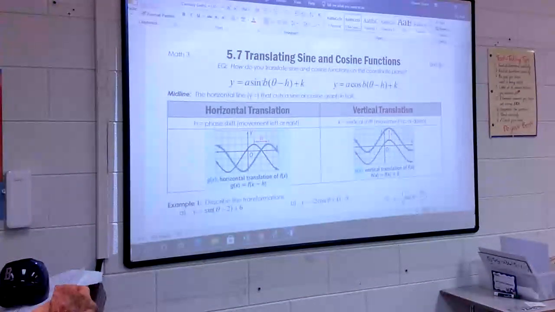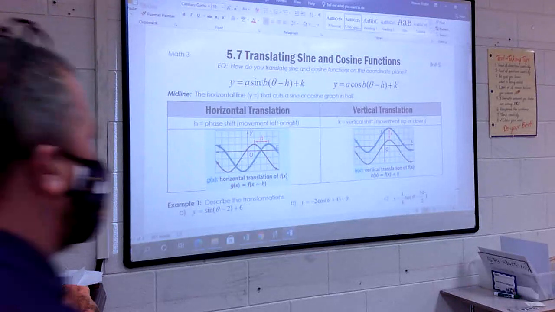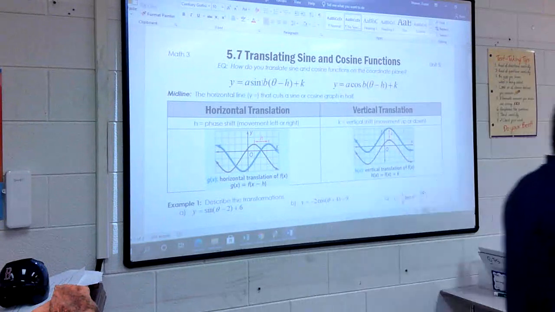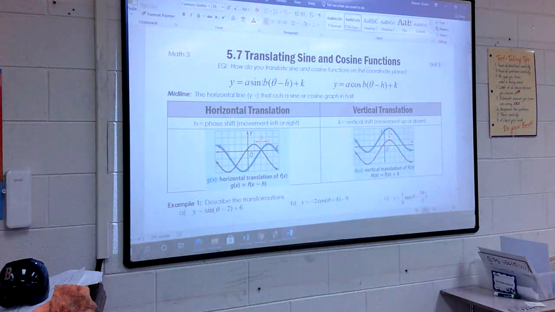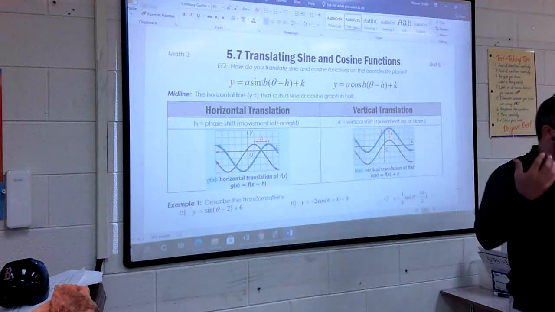If you remember that from circles, h and k was the center of the circle. H was the x and k was the y. So that's how it works here. It's the same thing. That's why we have these same types of equations.